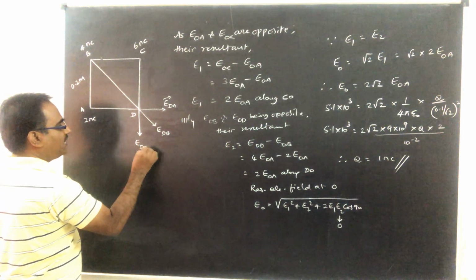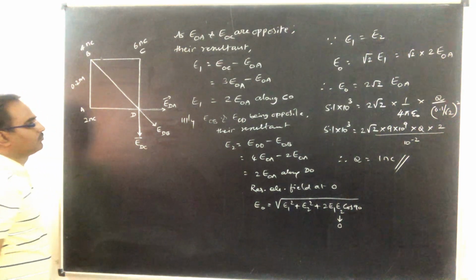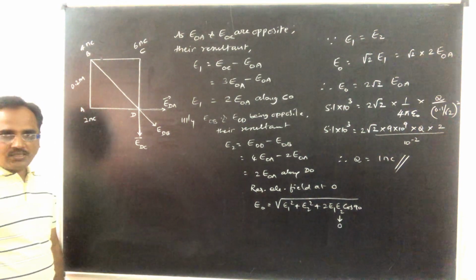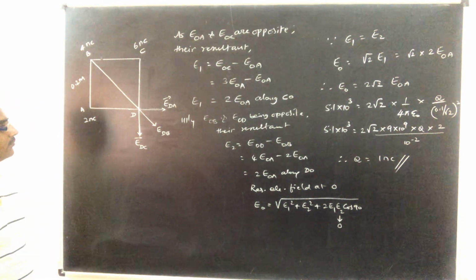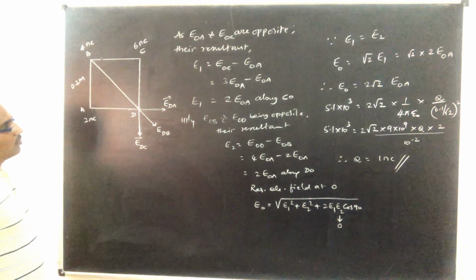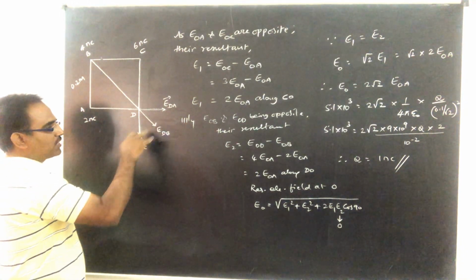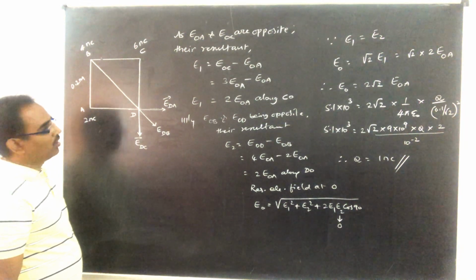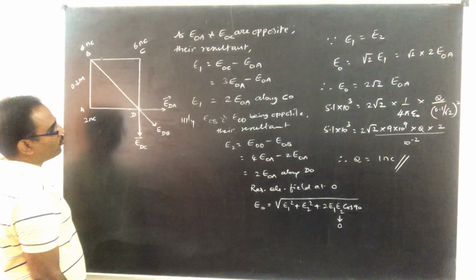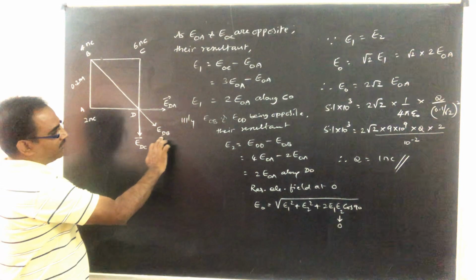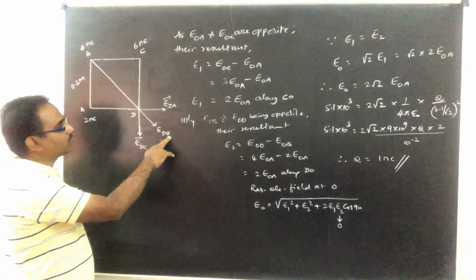So this is EDC. So we represented the three electric fields. To find the resultant of these three vectors, first you have to reduce the vectors into two. For that, what you do? You split this EDB into rectangular components.